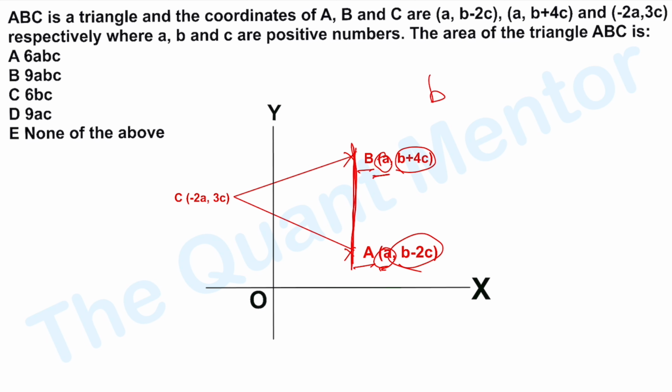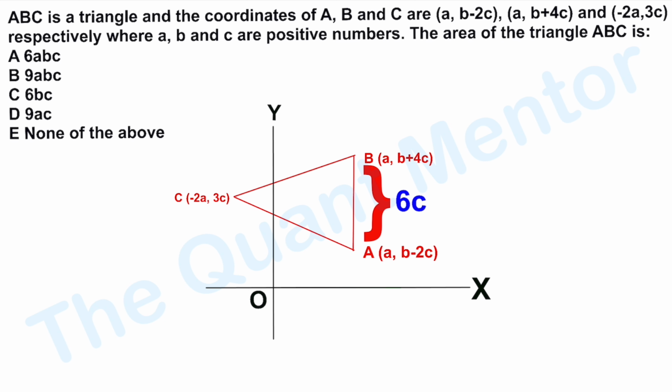So we subtract b plus 4c minus b minus 2c. We will get the length of the line segment AB in this case. So b and b cancels. 4c minus minus 2c is basically 6c. So the length of the line segment AB we have found as 6c.